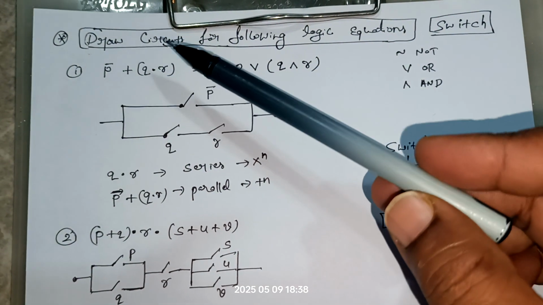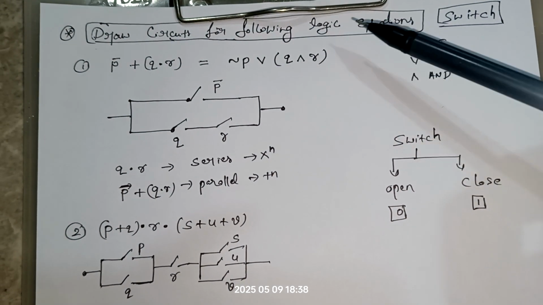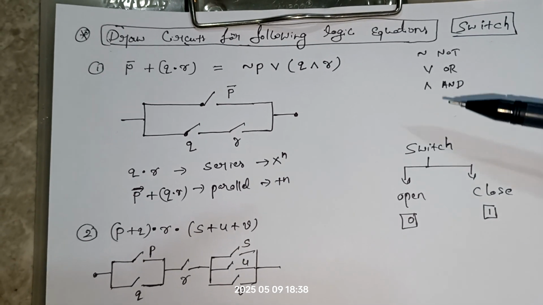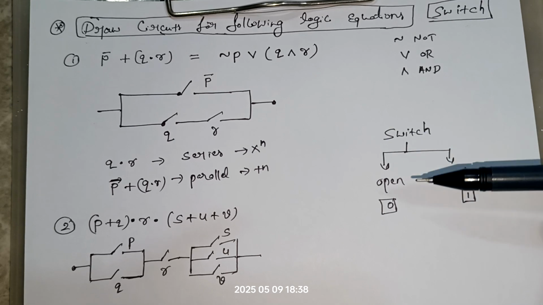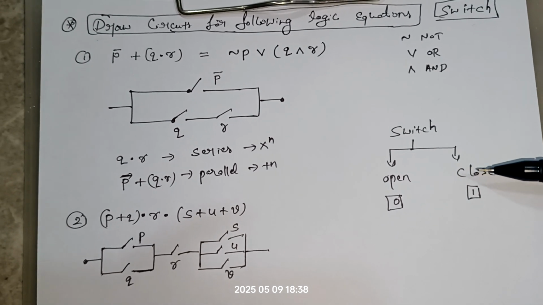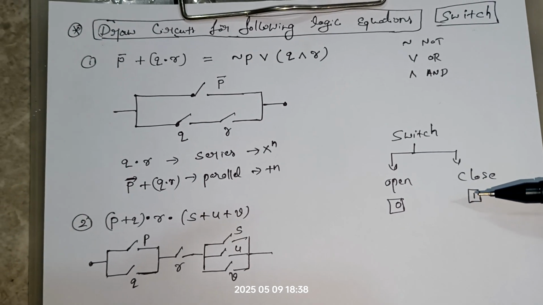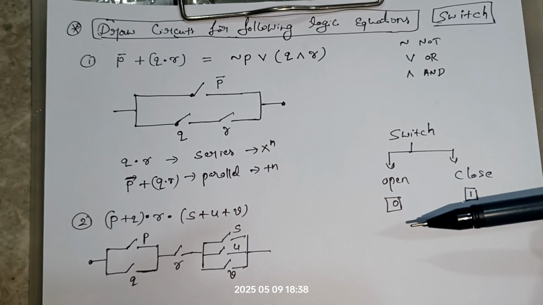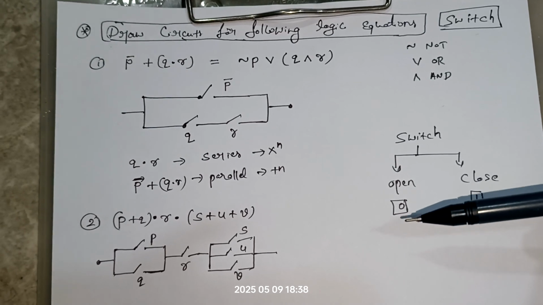So in this video, we will see how to draw the circuits for the following logic equations by using a switch concept. Before drawing this, we should know what a switch is. A switch can be either open or closed. If it is a closed switch, then the current will pass and we'll call it logic 1 or logic high. If it is open, we will call it 0 or logic 0, and it is an open circuit.